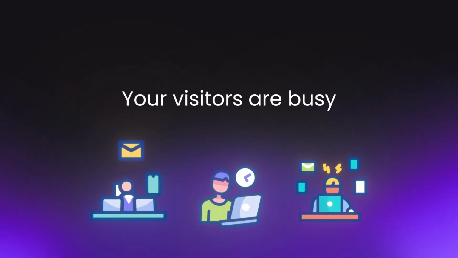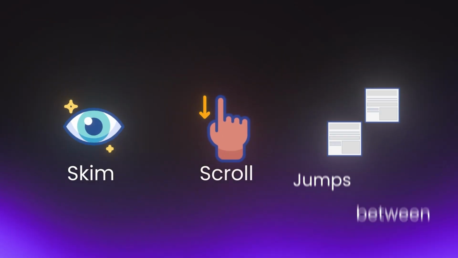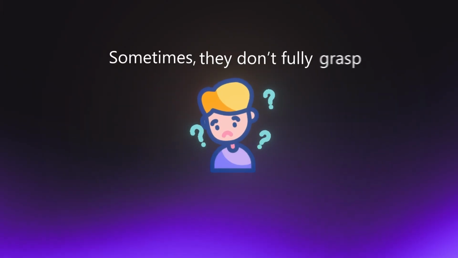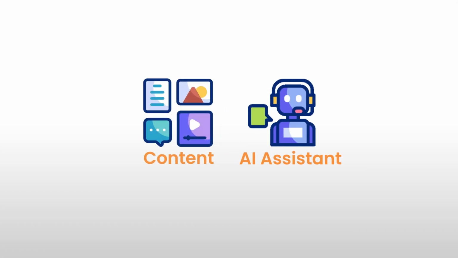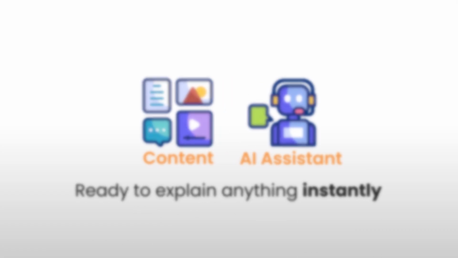Your visitors are busy. They skim, scroll, and jump between tabs, and sometimes they don't fully grasp what they're reading. What if they had an AI assistant right beside your content, ready to explain anything instantly?